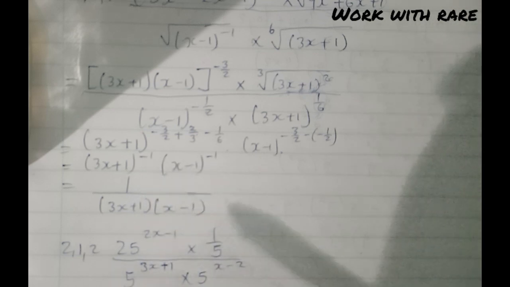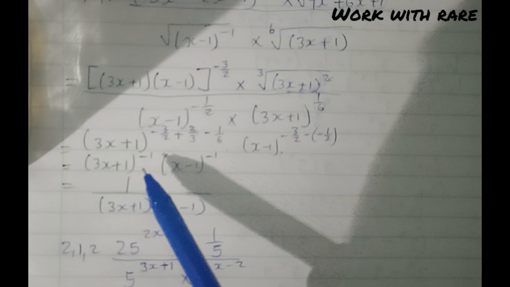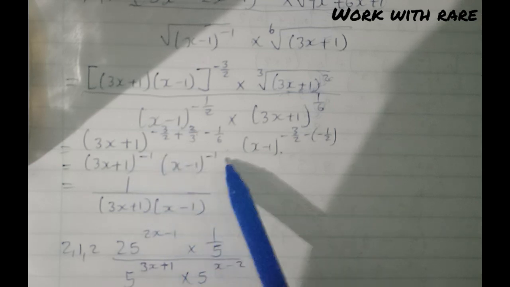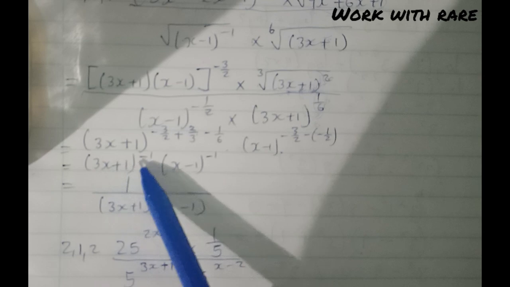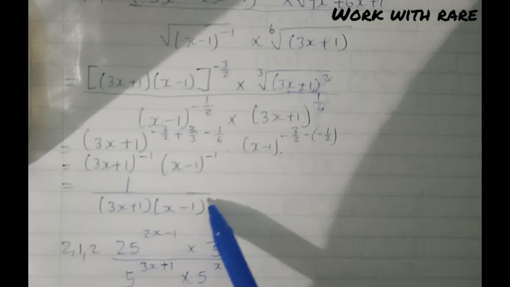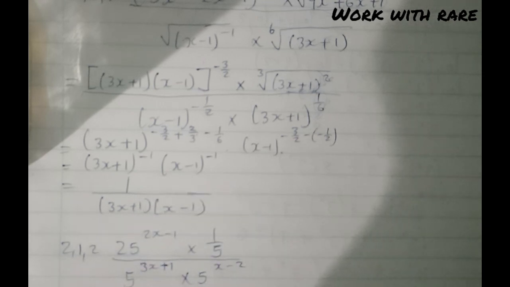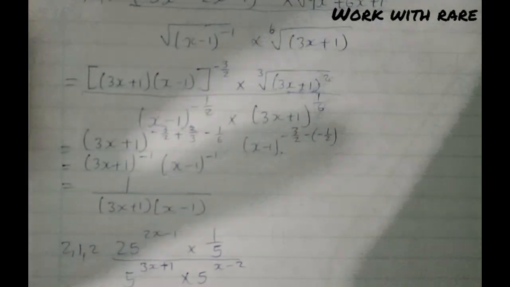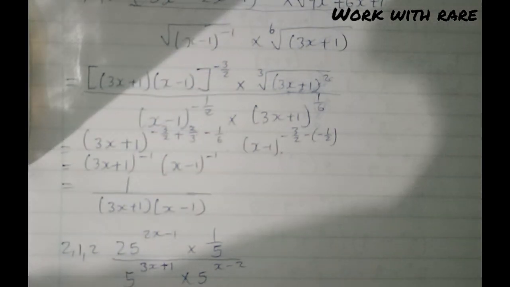So remember, we can't leave our answer like this. When you change it into a fraction, it will be 1 over this, and our exponent here will be positive 1. Even if you don't show it, still fine, because any number to the exponent 1 is the same number. Okay, so that was very easy. I think it's 8 marks. Yeah, it's 8 marks, this one.